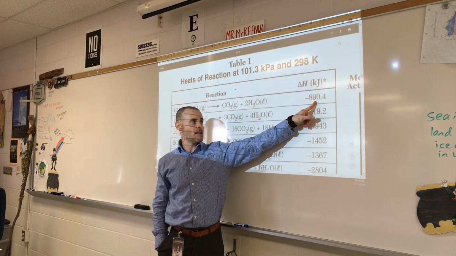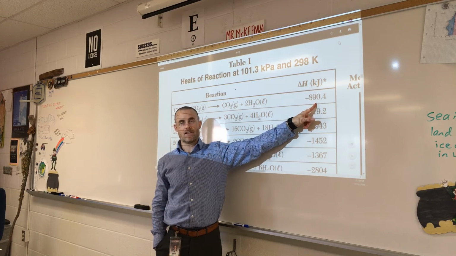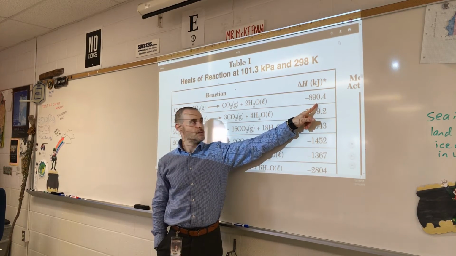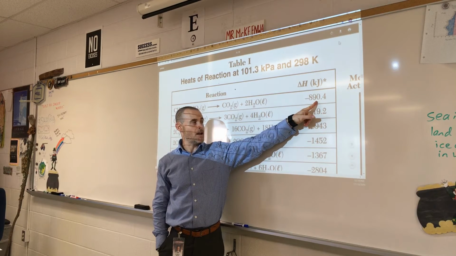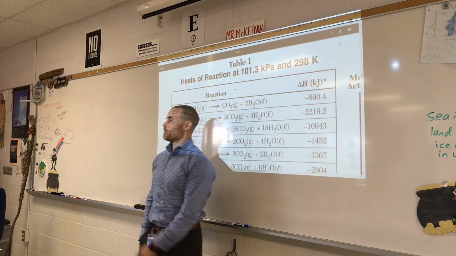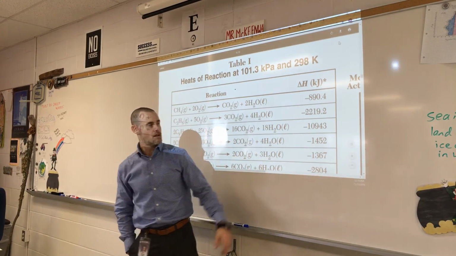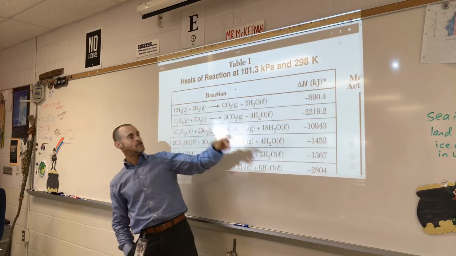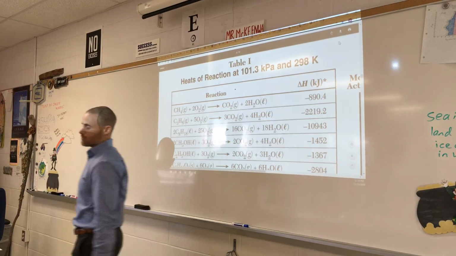You don't really know what that means too much. A banana has 400 joules. This has 890,000. Is that joules? Yep, it's energy. So if you burn a banana, it'll give off 400 joules. If you burn methane and oxygen, it'll give off 890,000 joules.